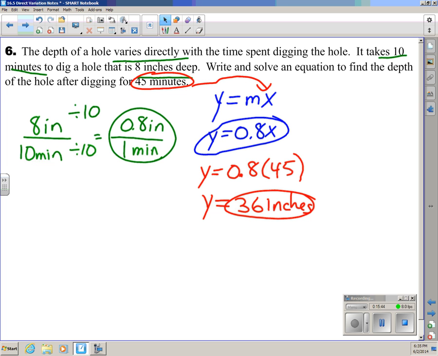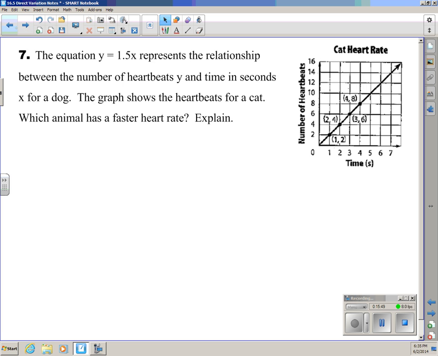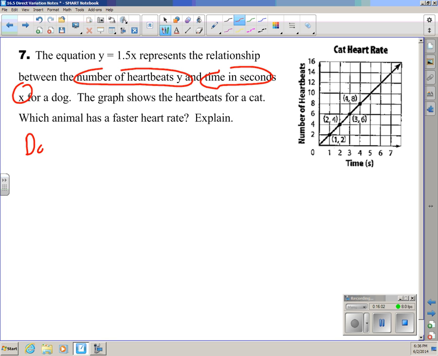And the last one compares two rates. The equation y equals 1.5x represents the relationship between the number of heartbeats y, number of heartbeats is y, and the time in seconds x for a dog. So in that equation of the dog, 1.5 beats per second. The chart shows you the beats of the cat.